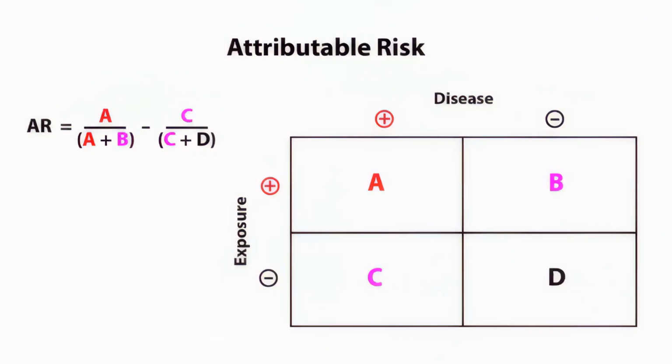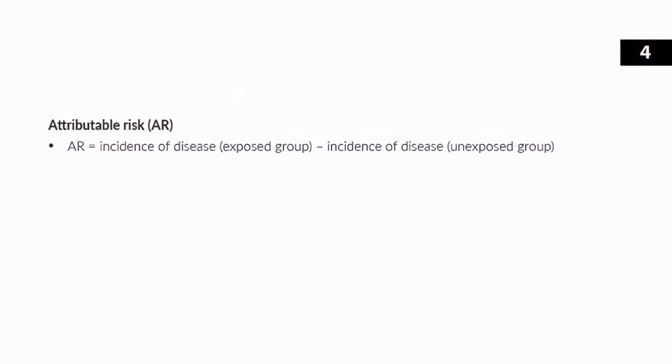Now, let's talk about attributable risk, which is slightly different. Attributable risk is the difference between the risk of disease among the exposed and the risk of the disease among the non-exposed. So this implies that there's a risk factor that is increasing the risk of the disease. There's an example in your study guide. It says that attributable risk is the incidence of disease in the exposed group minus the incidence of the disease in the unexposed group.